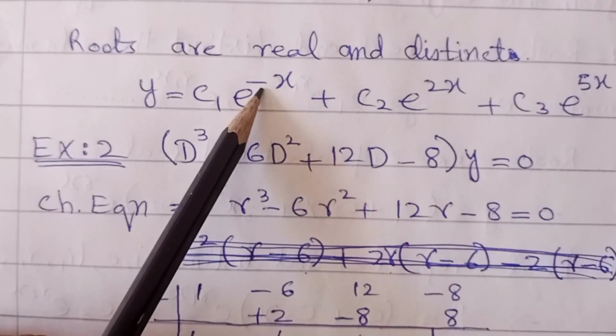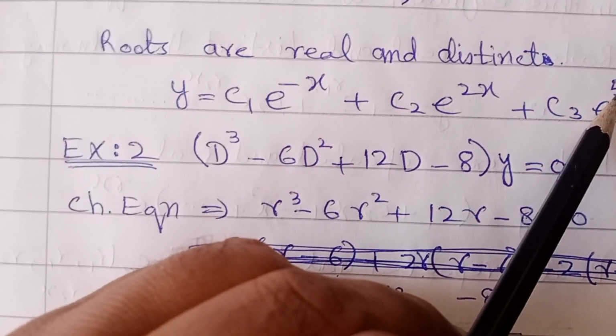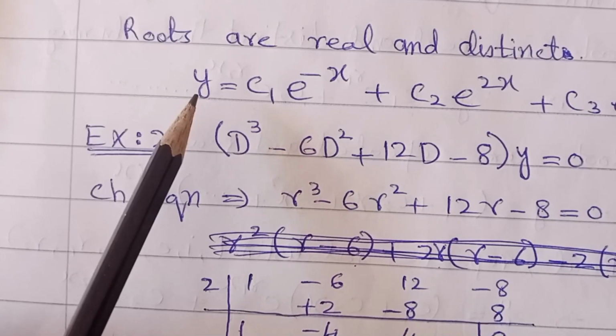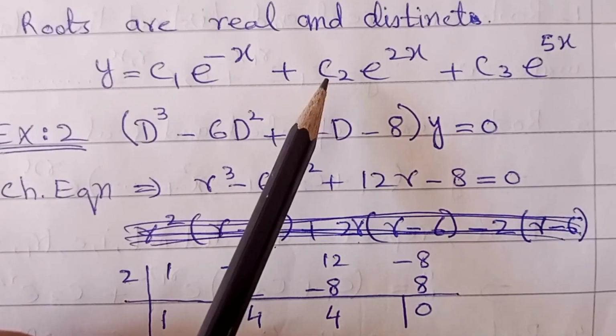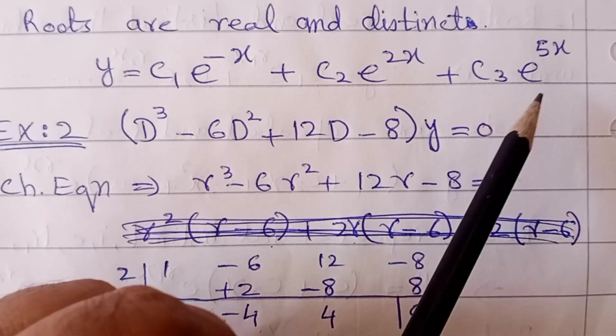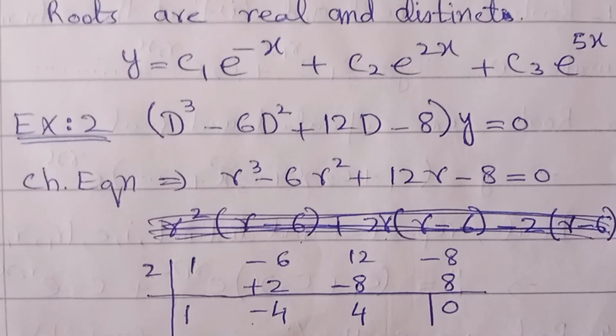So the value of r1 is minus 1, the value of r2 is 2, and the value of r3 is 5. So the solution of this differential equation would be y is equal to c1 exponential minus x plus c2 exponential 2x plus c3 exponential 5x. This is the solution of this third order differential equation.